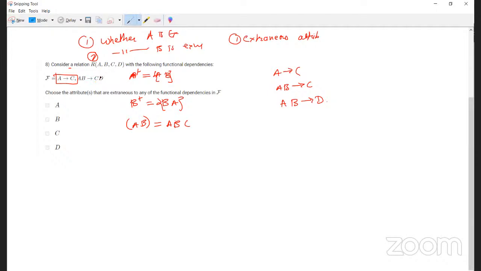Now what about D? If I skip this D, will I get D in AB closure? No, it will be ABC only, right? So C is the right option here.